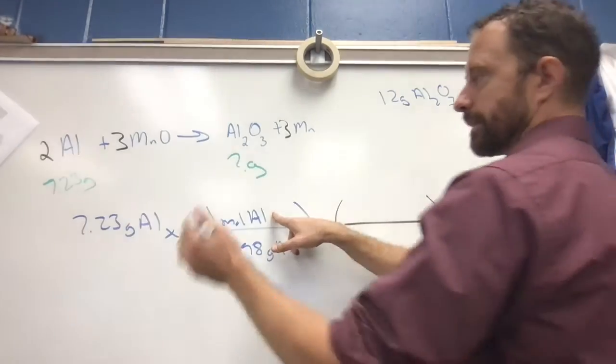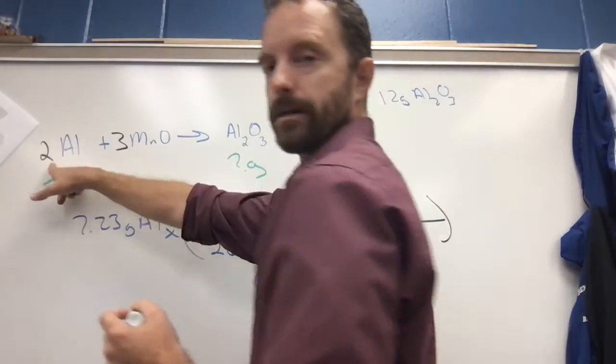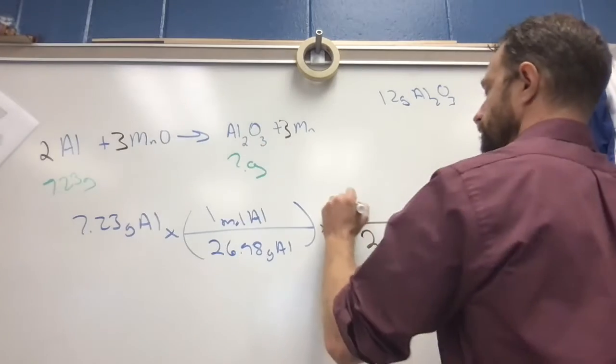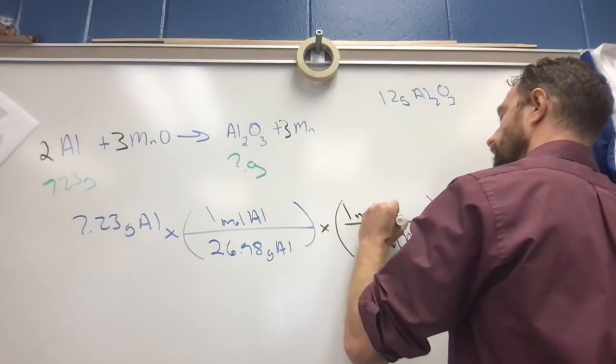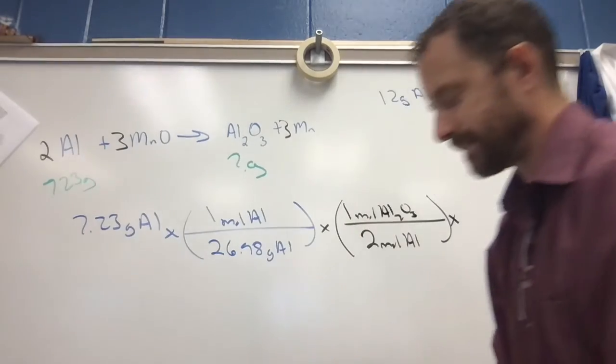Since I've got moles of aluminum, I'll do the 2 moles of aluminum down here. That came from right here. And I will do my 1 mole of aluminum oxide on top. And then I'll do our last step.